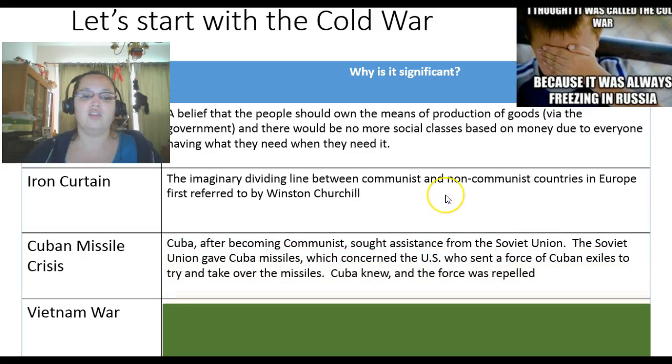The Cuban Missile Crisis, remember Cuba becomes communist and they go to the Soviet Union, they ask for help. The Soviet Union gives Cuba missiles, which makes the United States a little nervous because now all of a sudden there's missiles within striking distance. So they decide to send a force of Cuban exiles to go down and take over those missiles and stop it. Except when they get there, oops, Cuba actually knew we were coming, was able to repel the attack. And it causes a lot of blowback against the United States because now they kind of look foolish. So they have to respond.